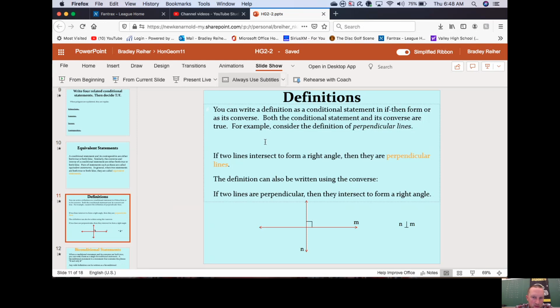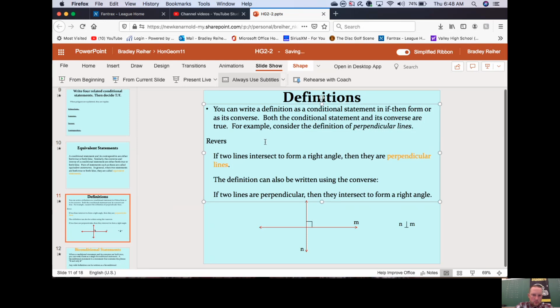Good definitions are reversible, meaning it means the same thing forwards as it does backwards. The conditional and the converse both have to have the same truth value. So if you can reverse a statement, it's a good definition.